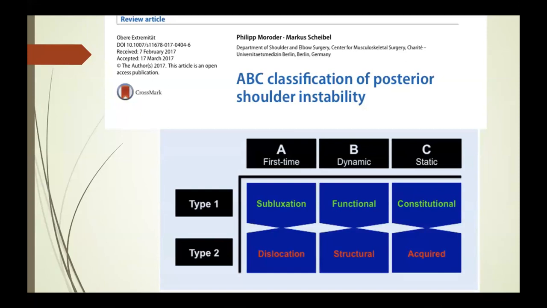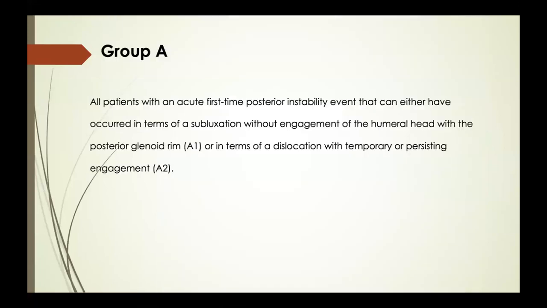A1 and A2 were explained by Dr. Chetan in the last class on first-time dislocation. I'm mainly concentrating on B1 and B2, C1 and C2. Just for a recall, A is the group of all patients with first-time dislocation, either in terms of subluxation without engagement of the humeral head with the posterior glenoid rim, which is A1, or in terms of dislocation with temporary or persistent engagement, which is A2. This distinct group has two subtypes. A combination of patient history and imaging may be helpful even in acute and painful settings.